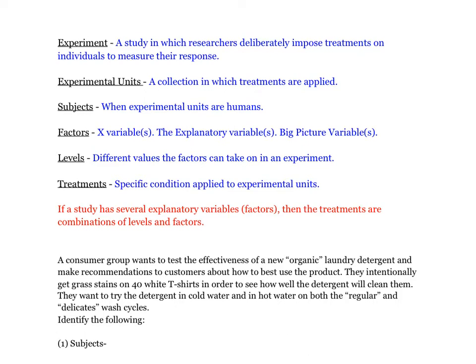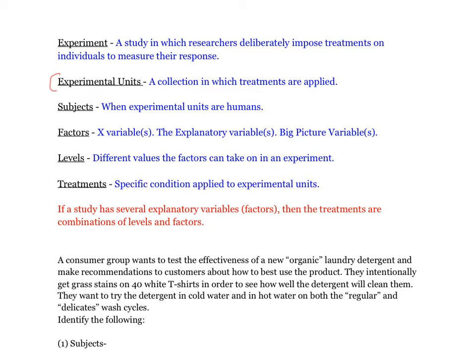If you're experimenting on people, then we call the experimental units subjects. Experimental units is the generic term for who you're doing your experiment on, but if your experiment is on human beings, we call the experimental units the subjects. The factors in your experiment are the x variables. They're the big picture variables, the explanatory variables. Sometimes there's only one variable we're interested in, but sometimes we'll have multiple variables that we are concerned with. You can think of the factors as being part of the treatments.